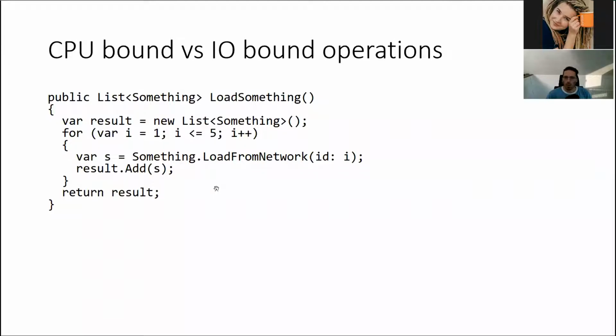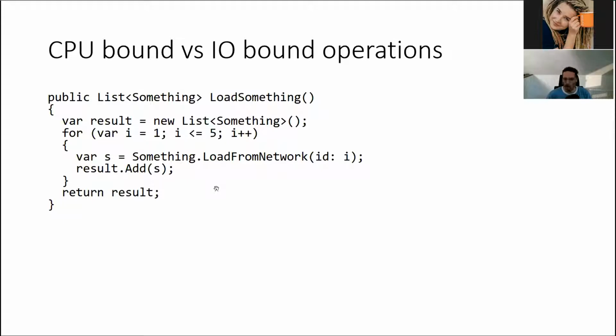You have a method that's called load something. The method creates a list of something, and imagine it's an ID. So from ID 1 to ID 5, it loads something from the network. It might be a database, it might be disk, it might be local, it might be network. Basically something that's not your algorithm.